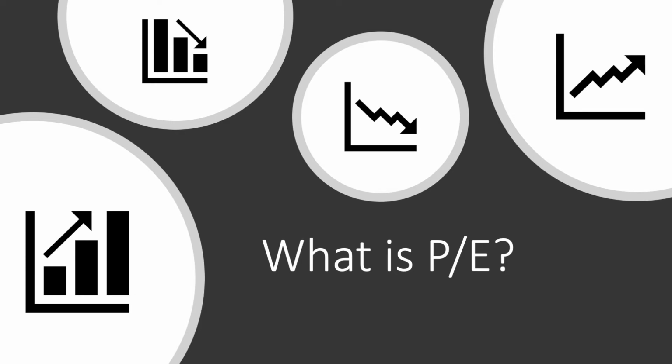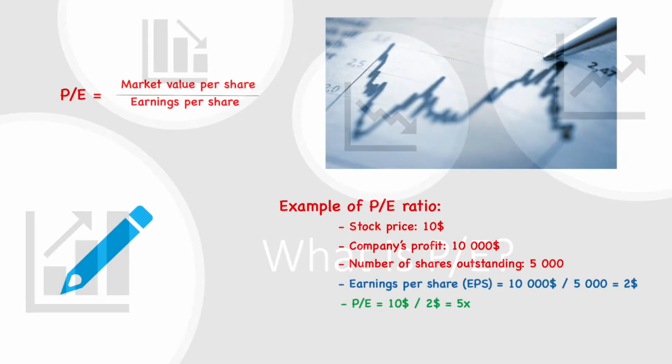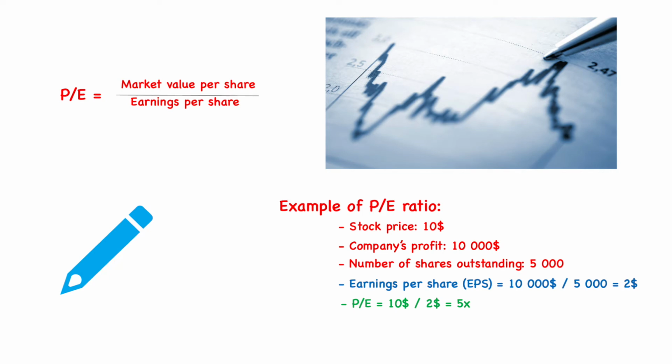Today we are going to look at what PE ratio is, what it means, how we calculate it, and what we can use it for. PE stands for price to earnings. The PE is a ratio for valuing a company compared to its earnings. The PE ratio is used by investors and analysts to determine the relative value of the company. It can be used against its own historical record or against other companies to see if the price is overvalued or undervalued. To calculate the PE ratio, you divide market value per share by earnings per share.